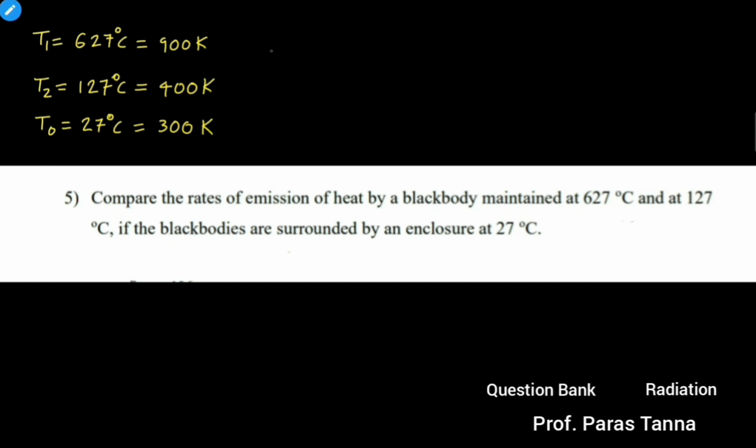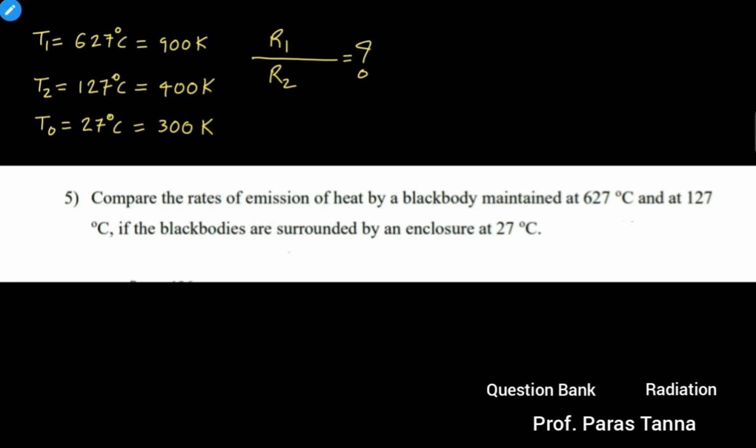We have to compare the rates of emission of heat by that black body. That means we have to find out the ratio of rate of emission in first case, that is R1, divided by rate of emission of heat in second case, that is R2. So we have to find out R1 divided by R2 is how much?